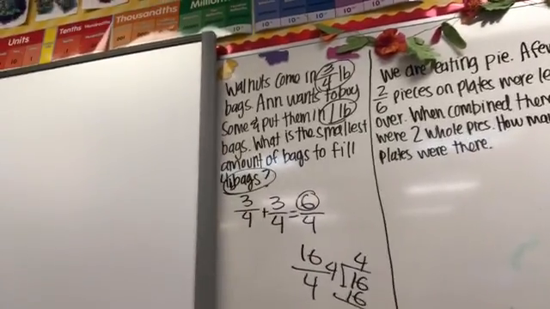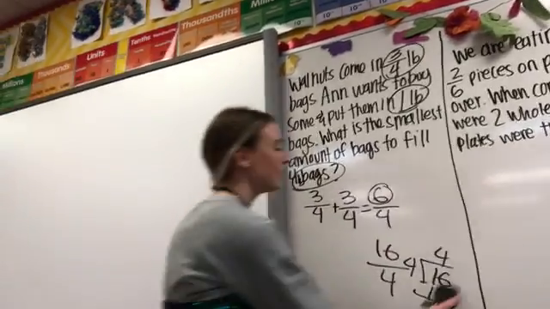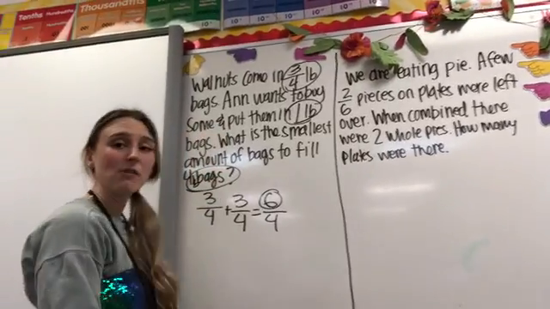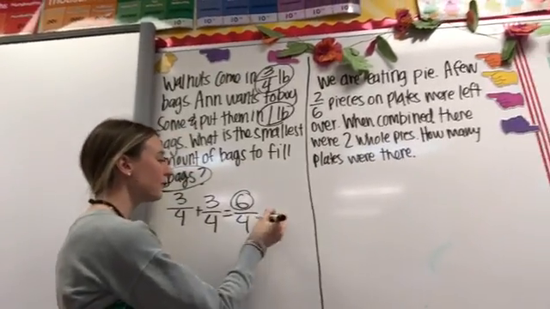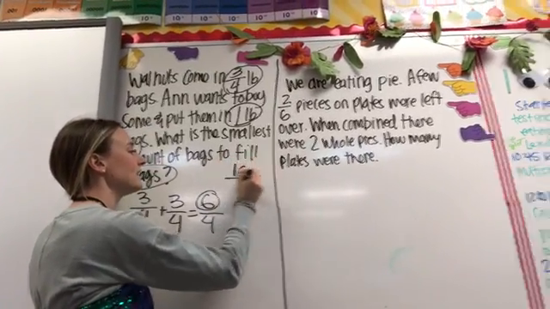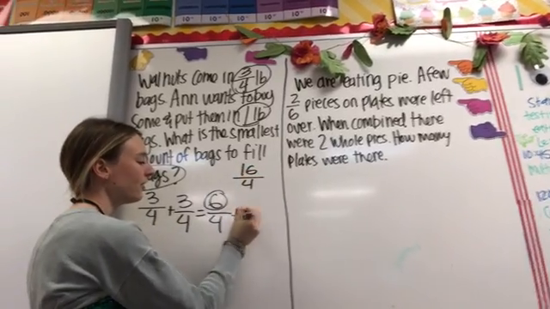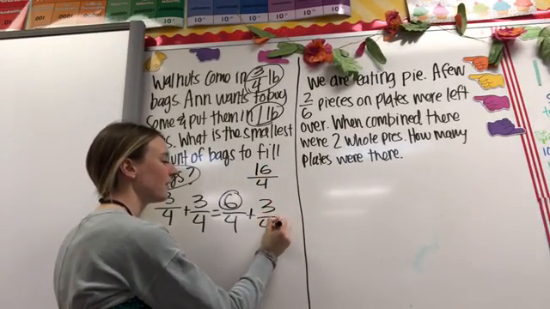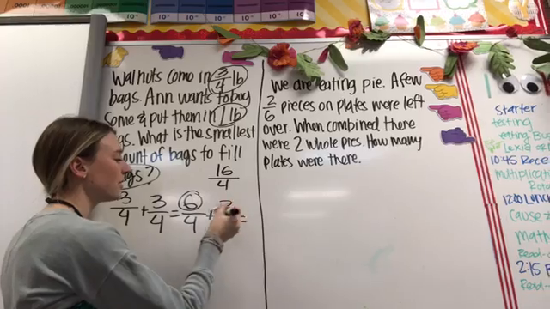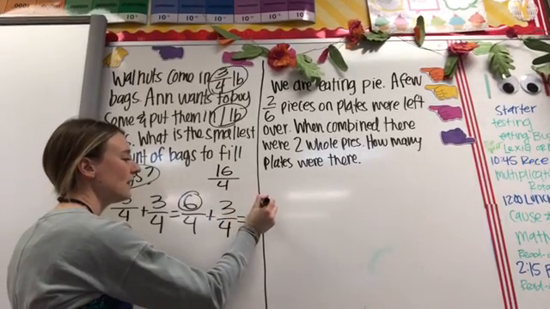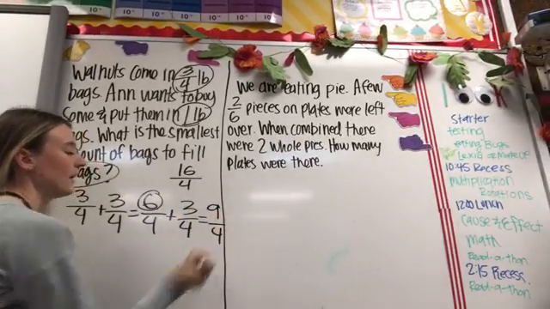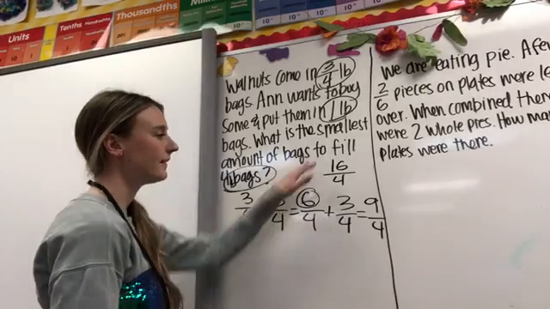Let me get my eraser. So let's keep adding walnut bags. So we're at 6/4, but remember, we're trying to get to 16/4. So 6/4 plus another 3/4. 6 plus 3 is 9/4. That still doesn't equal 16.